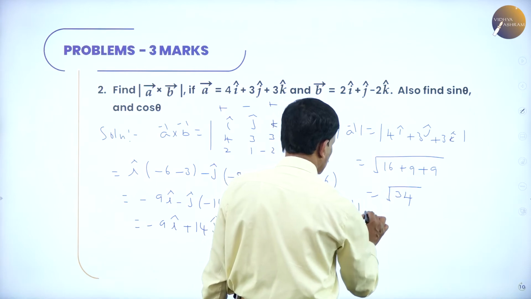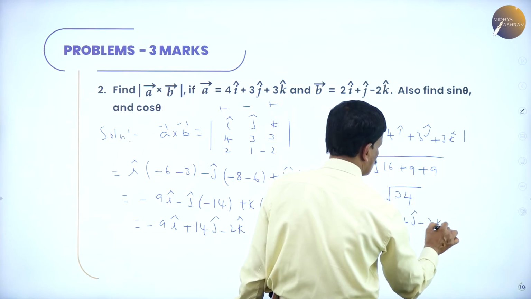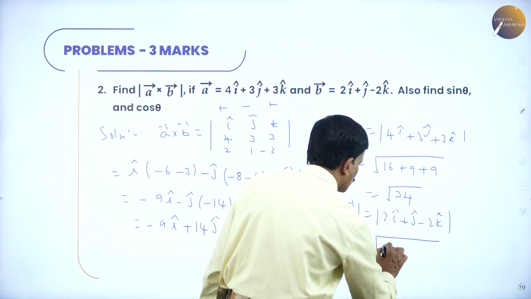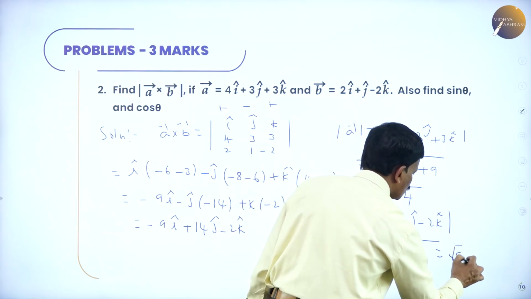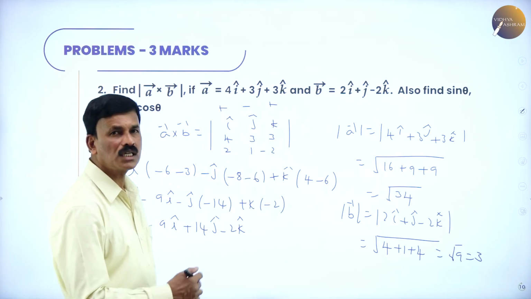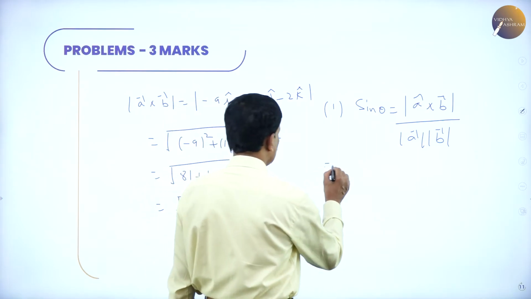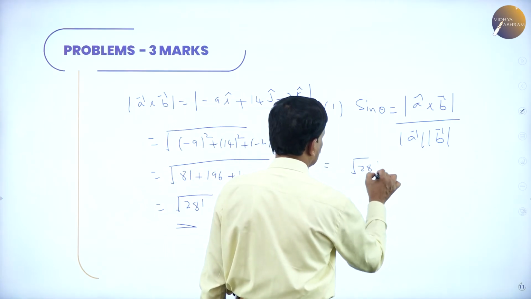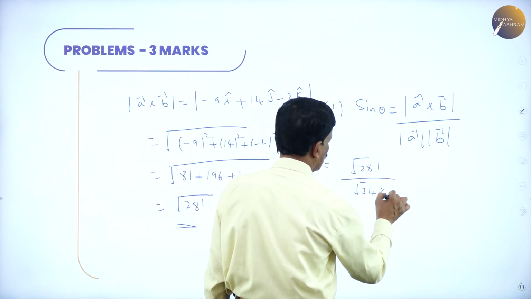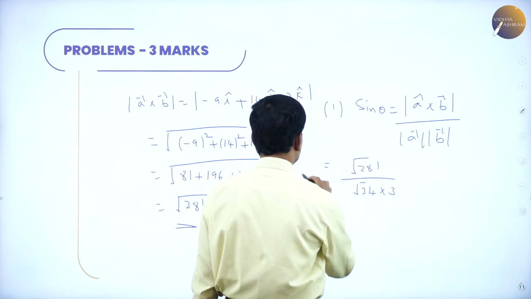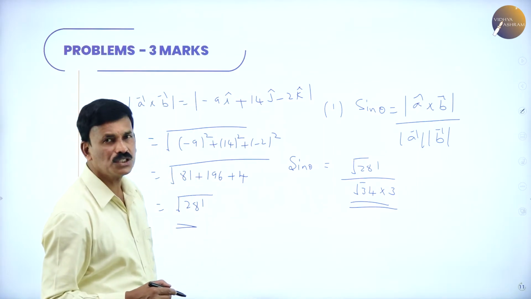Similarly, length of vector b is equal to magnitude of vector 2i plus j minus 2 times vector k. This is equal to root of 2 square is 4 plus 1 plus 4, 4 plus 4 is 8 plus 1 is 9, root of 9 is equal to 3. Now, here length of a and length of b, substitute these values here. So, therefore, sin theta is equal to a cross b, root of 281, divided by length of a, root 34, into length of b, which is equal to 3. So, therefore, sin theta is equal to root of 281 divided by 3 into root 34.